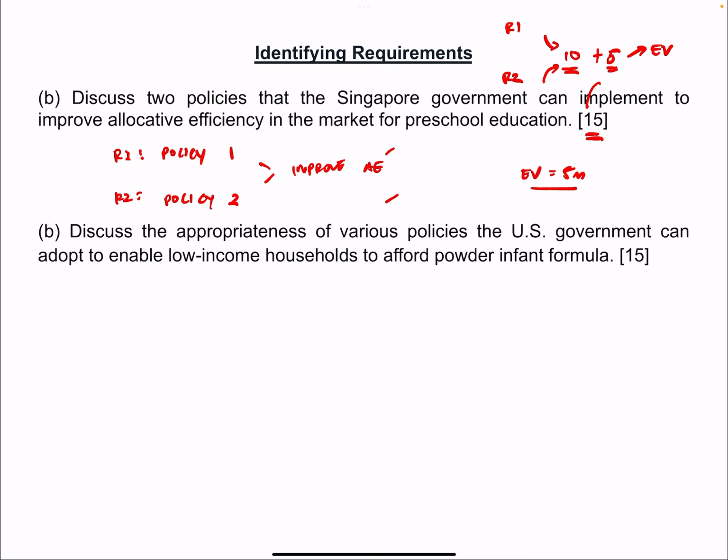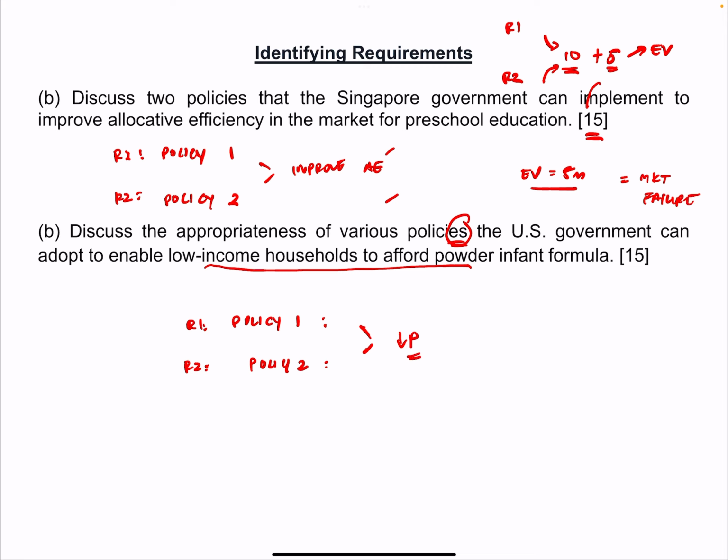Then the second one, this question asks you to discuss the appropriateness of various policies. Again, policy is in plural, right? So at the base level, R1 will be policy 1, and R2 will be policy 2. And in this case, the aim is to enable low-income households to afford infant formula milk. This would mean trying to decrease prices to make it more affordable, right? The first one is a market failure question, and because this one the destination is price, this is a demand and supply question. R1, R2 collectively will give you the 10 marks, and for evaluation you will get the additional 5.